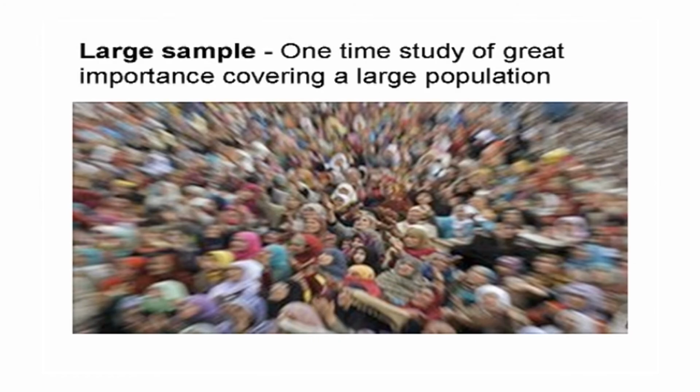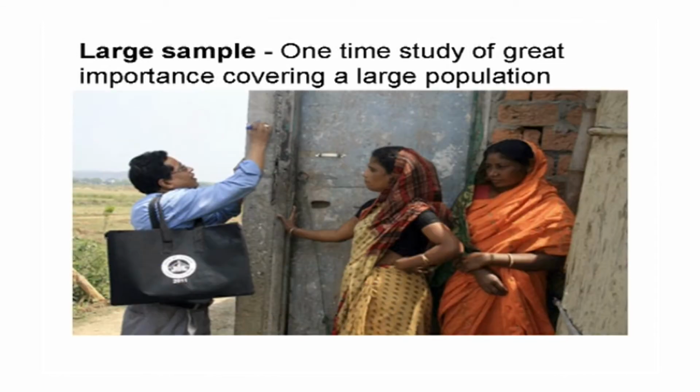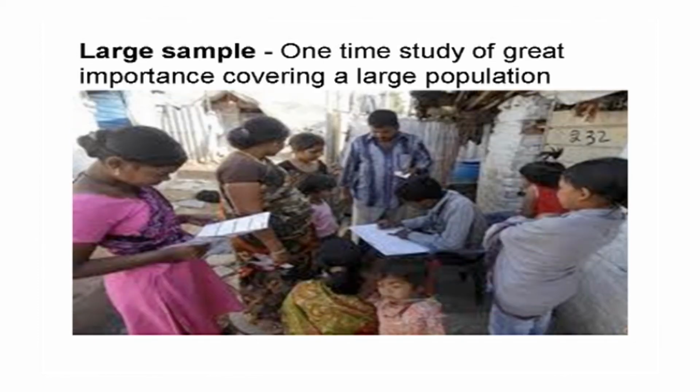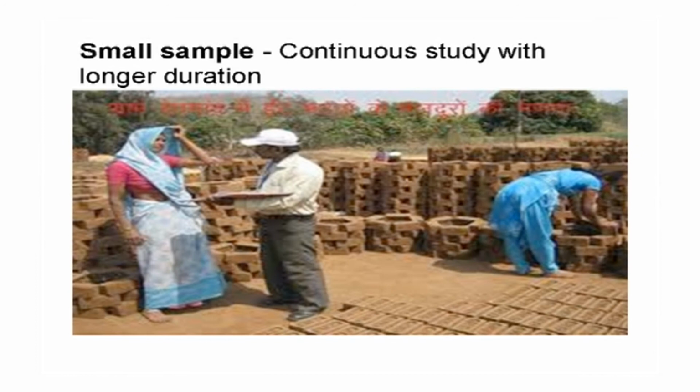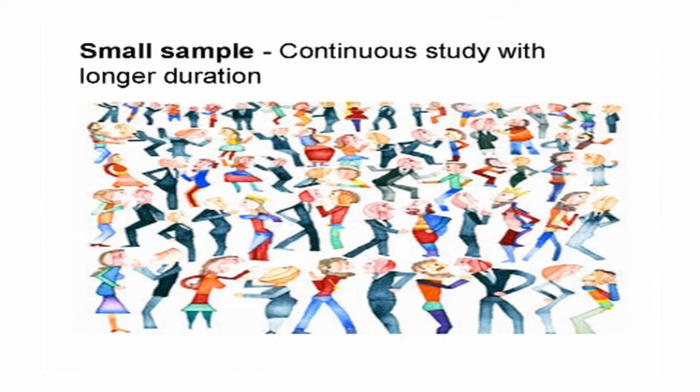Nature of study. When we do a one-time study of great importance covering a large population, we have to take a large sample. In surveys conducted by the government or its agencies, a huge sample is included. In research in which the duration is long and a continuous study is made, only a small sample size is manageable.